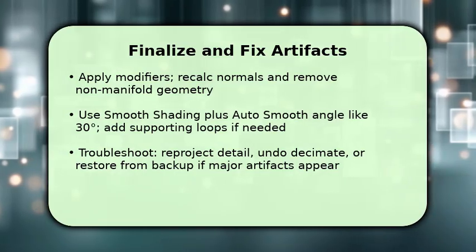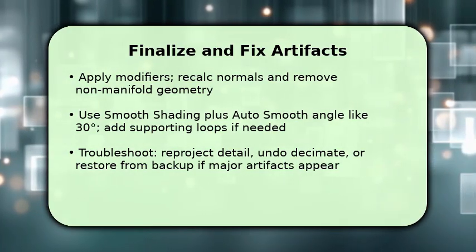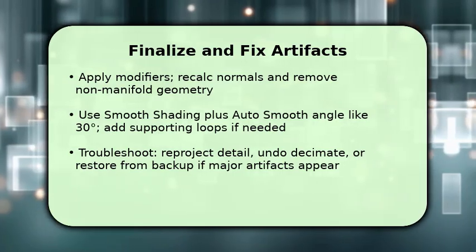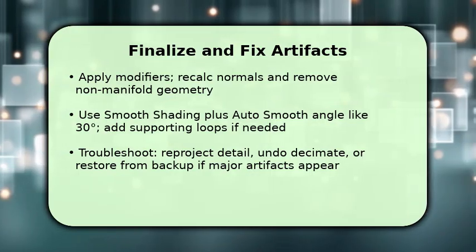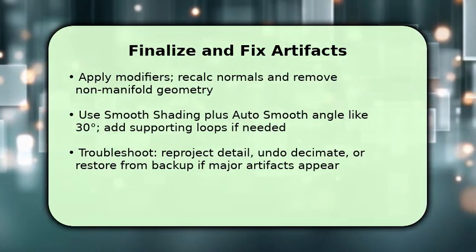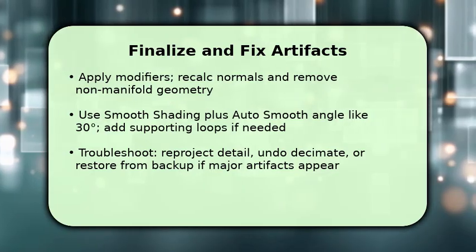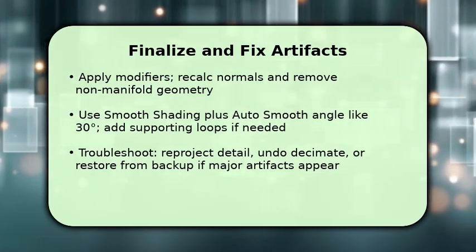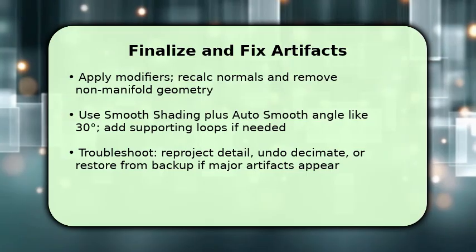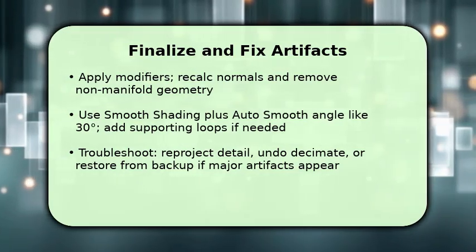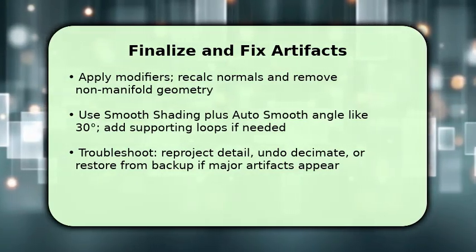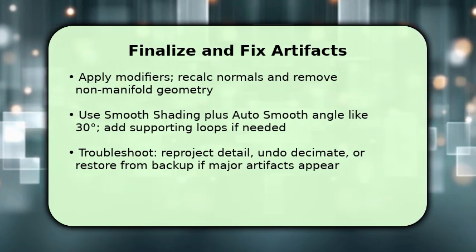Recalculate normals outside, Ctrl+N, and remove non-manifold faces. Use Auto Smooth with an angle around 30 degrees and add tiny supporting loops where silhouettes need hardness. If you see texture stretching or lost detail, reproject from the original high-res mesh or roll back and reduce less aggressively. A key troubleshooting tip: keep a saved backup before each major decimation step so you can restore and iterate.